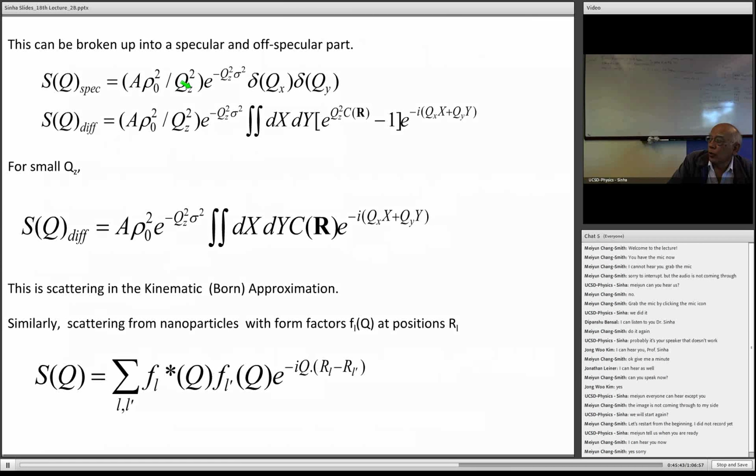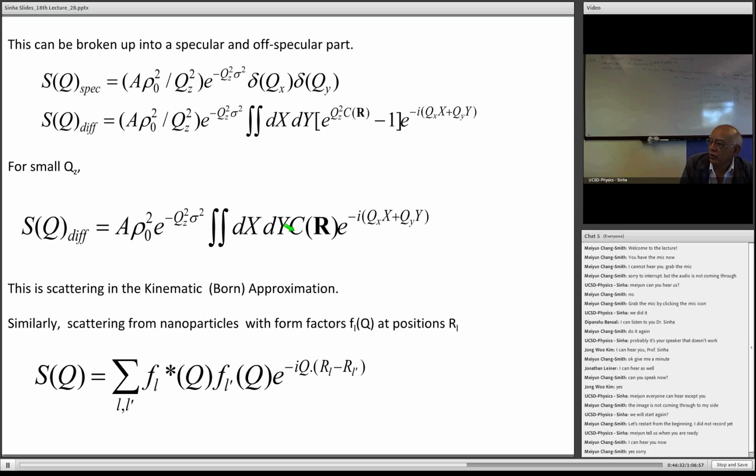I can get the specular component in this approximation as just this part here with the delta functions, and the off-specular part with that 1 subtracted off is just this function, and this function does go to 0 as R goes to infinity, and so the two-dimensional Fourier transform is in general well behaved. And so for very small qz, I can expand this exponential, and then I just get that the diffuse scattering is proportional to the two-dimensional Fourier transform of the height-height correlation function itself.